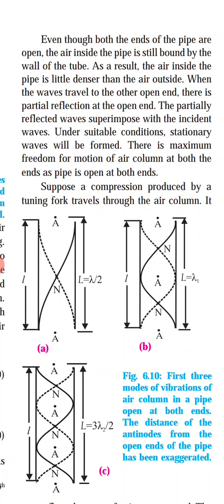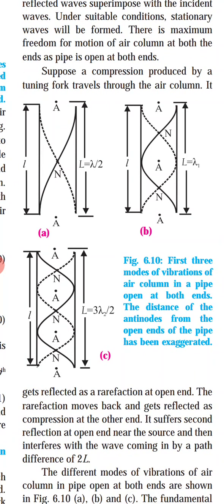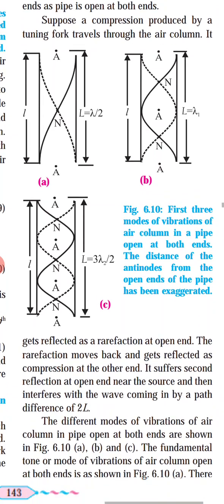There is maximum freedom for the motion of air column at both the ends, as the pipe is open at both the ends. So how will we see it? Suppose a compression produced by a tuning fork travels through the air column. It gets reflected as a rarefaction at the open end. Now the rarefaction moves back and gets reflected as a compression at the other end. So it suffers a second reflection at the open end near the source and then interferes with the wave coming by it, with a path difference of 2L.